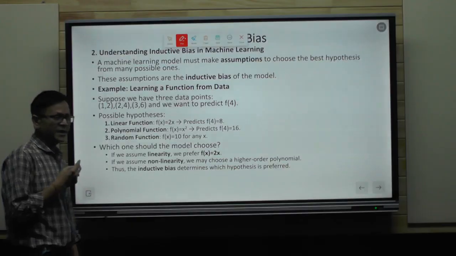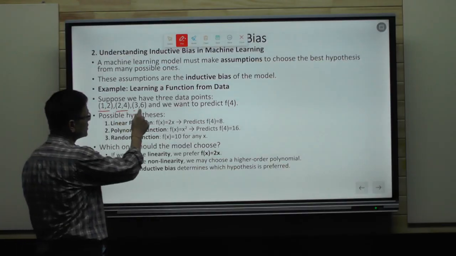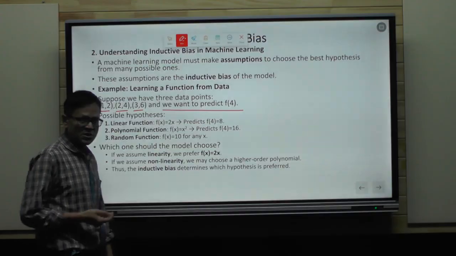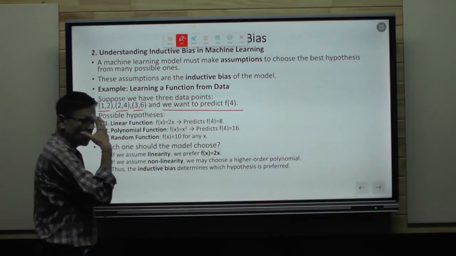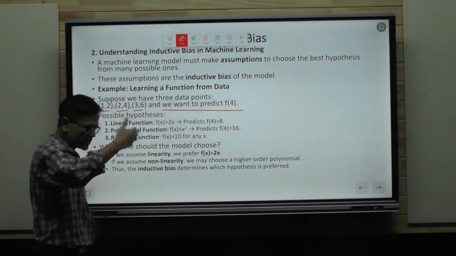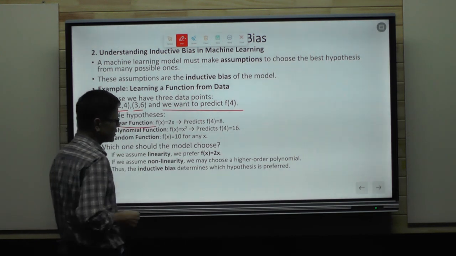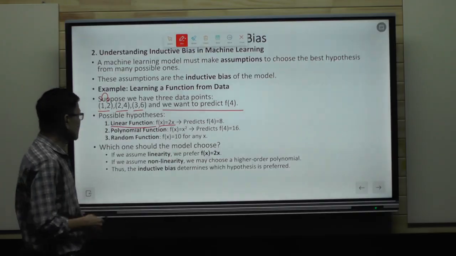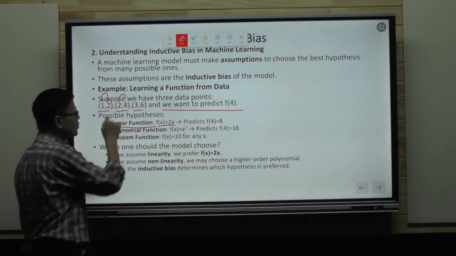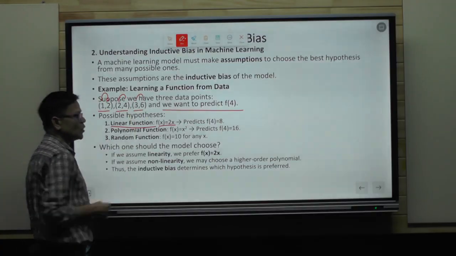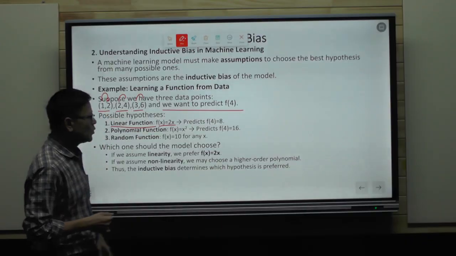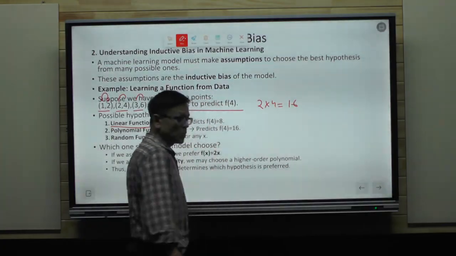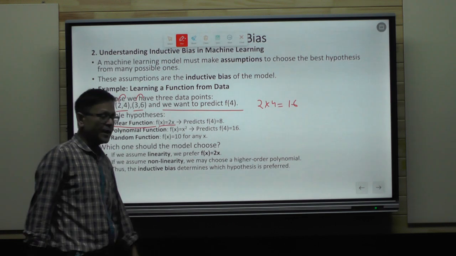Suppose we have three data points (1, 2), (2, 4), (3, 6), and we want to predict f(4). The possible hypotheses: in the hypothesis space you can have a linear function like f(x) = 2x, because the model will see the relationship. Input is 1, output is 2. Input is 2 and output is 4. Input is 3 and output is 6. So at this point you can have 2 times 4, that becomes 8. The model can see this: it is just twice the input.